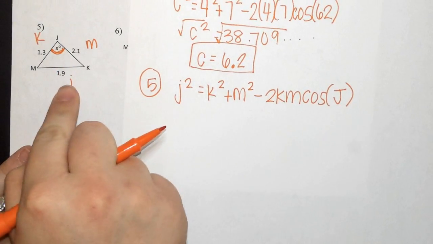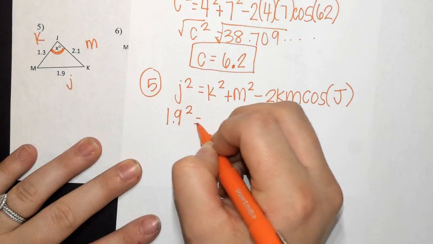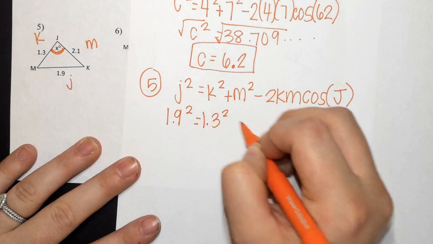Plug them in. J is 1.9. So 1.9 squared. K is 1.3.